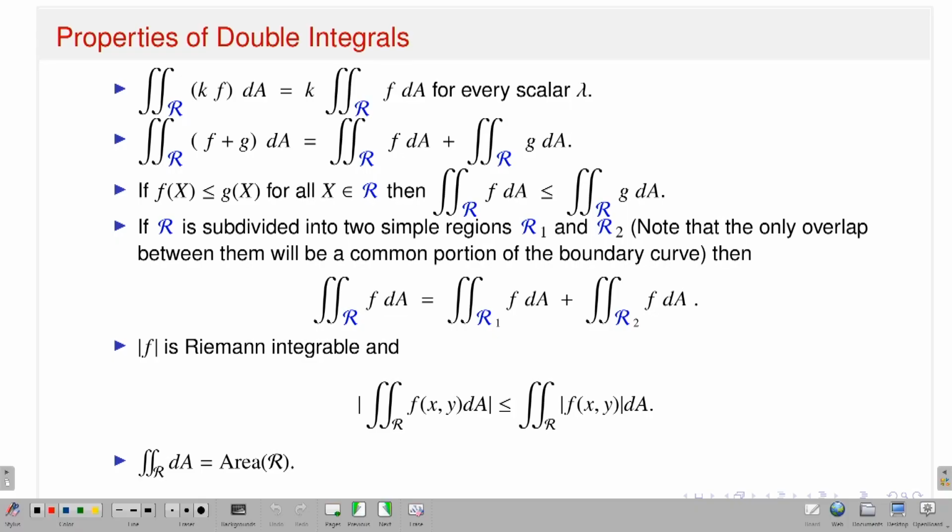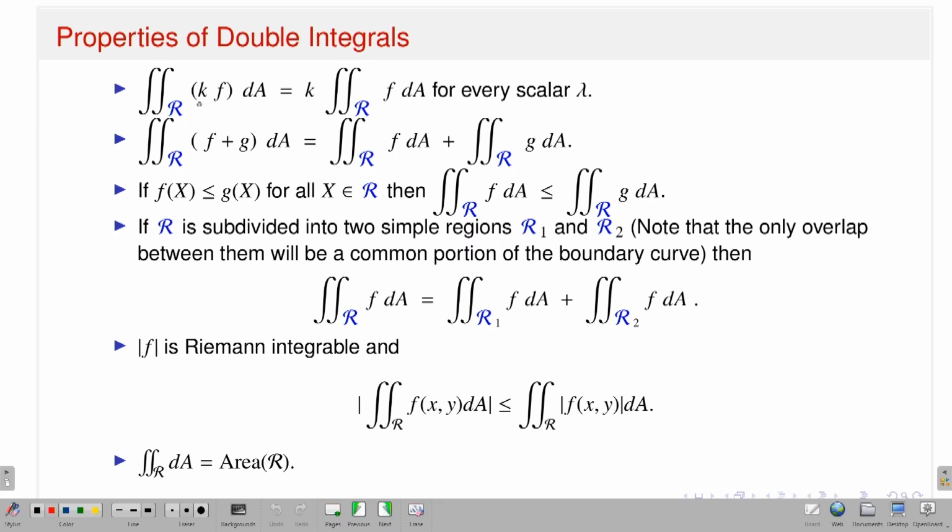So, I will talk about some properties of the double integral, then I will stop here, because in the next class lecture I will talk about the iterated integral. Okay. What are the properties? Like in single variable calculus, we have the notion of Riemann integrable functions. So, what is that?